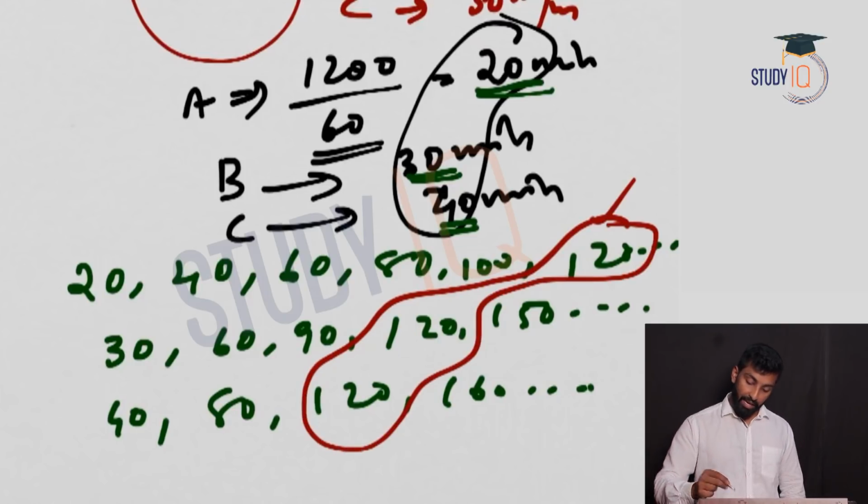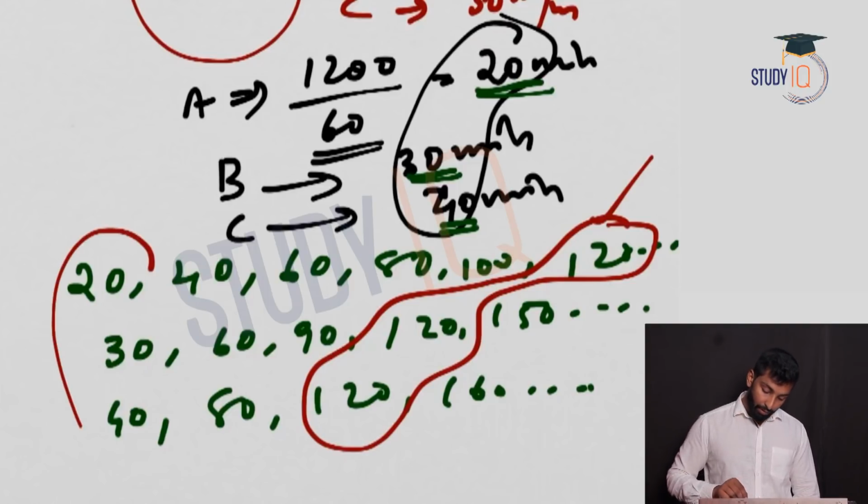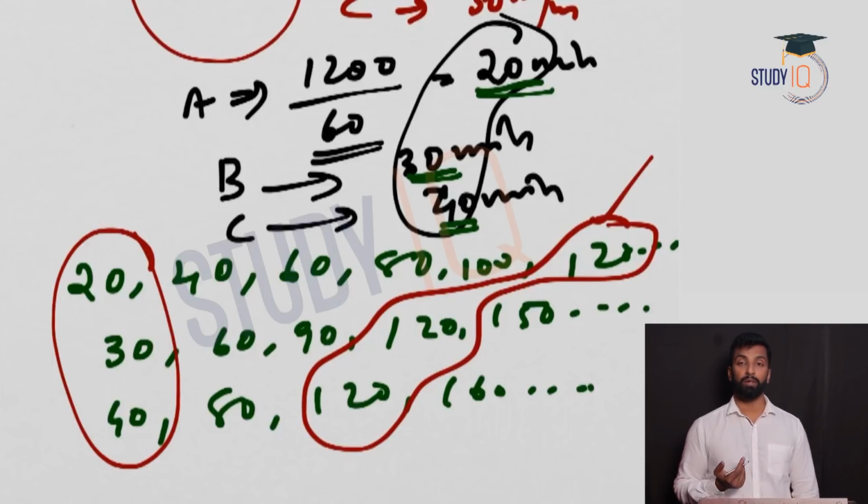So what is the speciality of 120? 120 is a common multiple of all the three, right? Or I can put it in this way, 120 is divisible by 20, 30 as well as 40. So 120 is the LCM of 20, 30, 40. So here you need to find out the LCM.